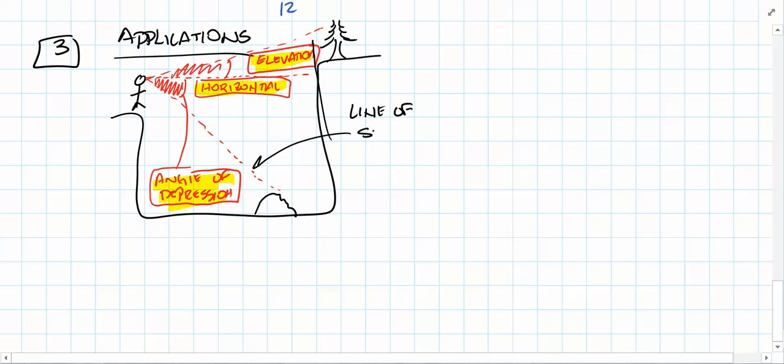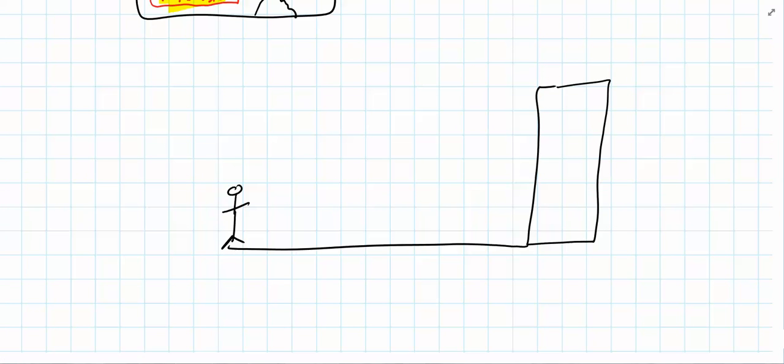So a line of sight. Oh, wait. I missed the line of sight. The line of sight is just from your eye to the rock or from your eye to the horizon or to the top of the tree. Those are your lines of sight. Wait, is the elevation the angle? Okay, do your best to draw yourself.